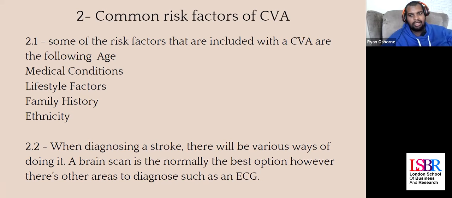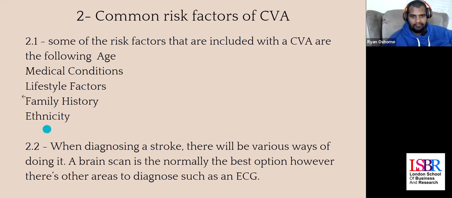diagnosing a stroke, there will be various ways of doing it. A brain scan is normally the best option. However, there are other ways that you can diagnose, such as an ECG. An ECG is where you look at the person's heart and see how fast it is beating, etc. Or you can do a scan of the brain. They call that a brainwave pattern, where you see the brain waves and things like that as well.